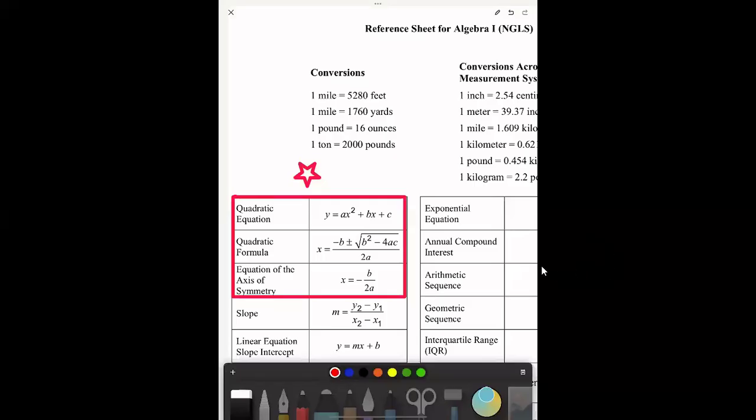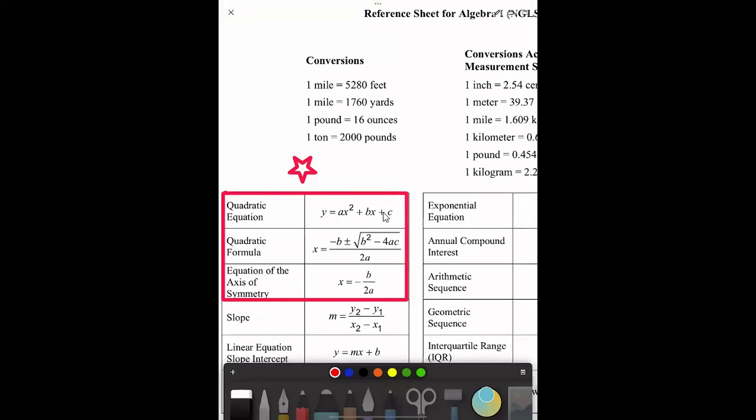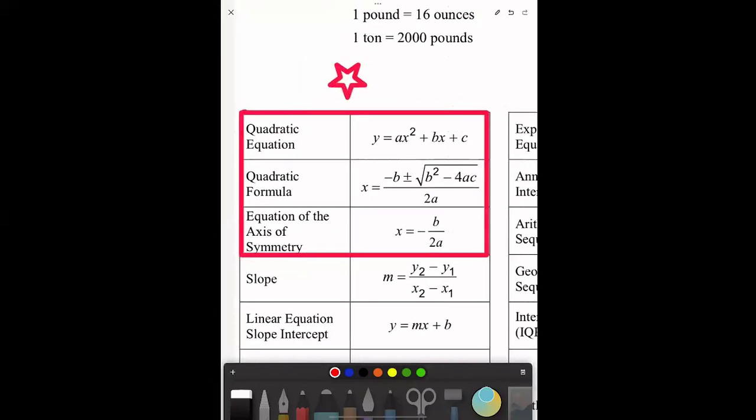Hey, I am going to do a video on using the quadratic formula. In particular, what I'm going to focus on is how to find the A, B, and C given any quadratic equation. What you see on the screen is the reference sheet that you're going to be given for the Regents. And the ones that I have inside the box are the ones that you have to know how to use.